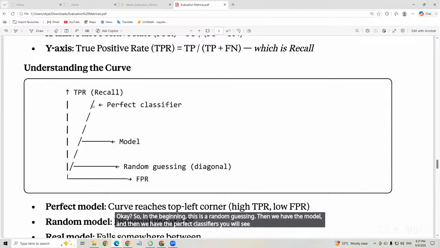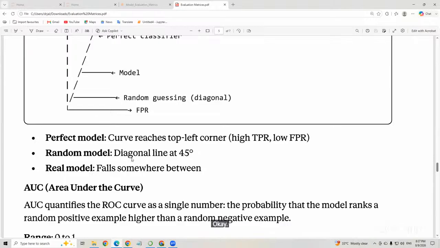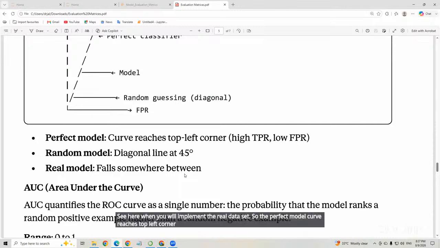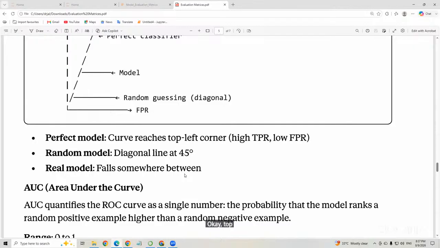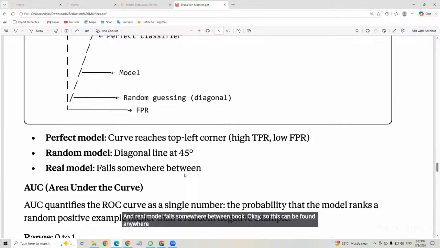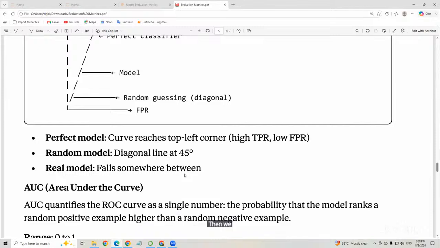You will see on the top. Okay. See here when you will implement for the real data set. So the perfect model curve reaches the top left corner. Okay, top left corner. High TPR, low FPR. Okay, and the random model diagonal line at 45 degrees, and a real model falls somewhere between. Okay, so this can fall anywhere when you will implement, and when you will implement this concept, we will plot the graph. Okay, then we have the AUC curve.